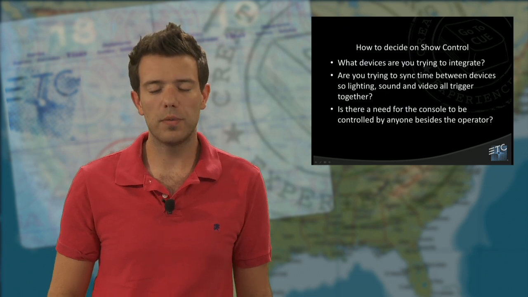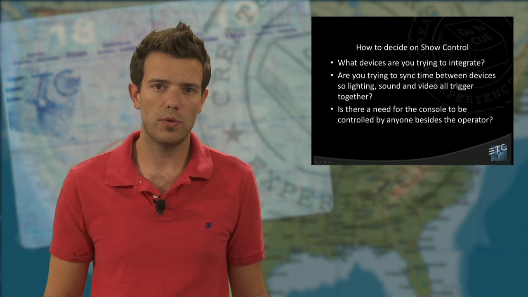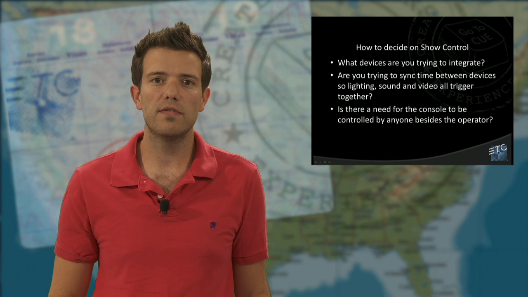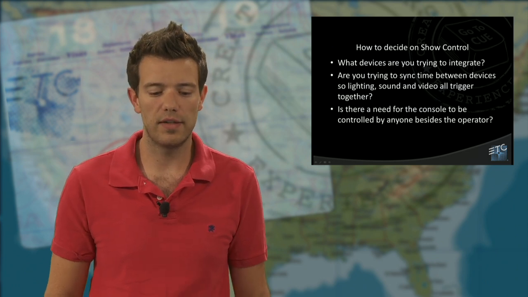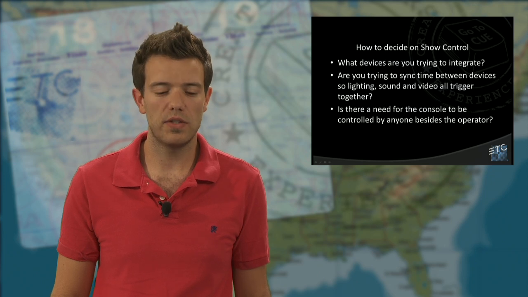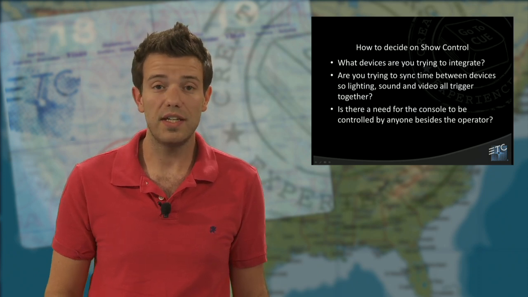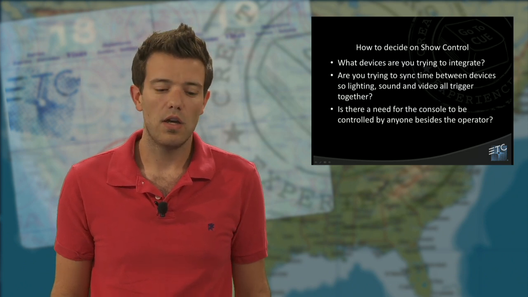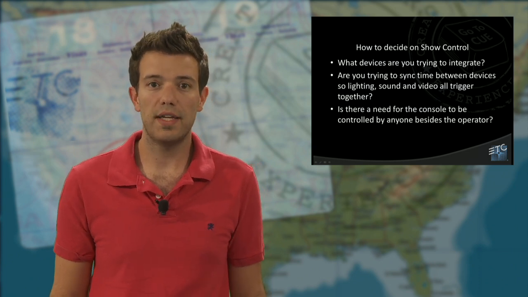So really what we're talking about here is the first thing with show control, how do we actually decide on it? So the first question to ask yourself is, what devices are you actually trying to integrate? The next question that we want to ask is, are you trying to actually sync time between those devices, meaning sync time between lighting and audio? And then what need is there for the console to be controlled by anyone besides that operator? Does the operator need to be there?